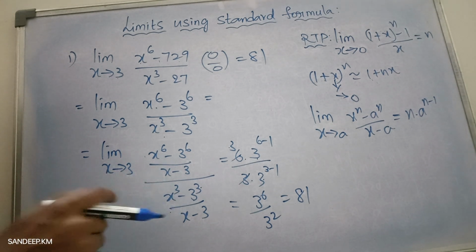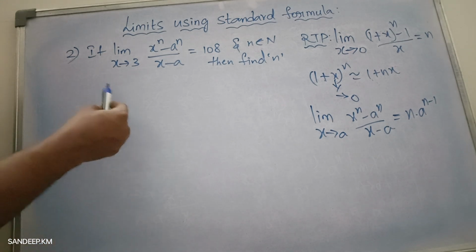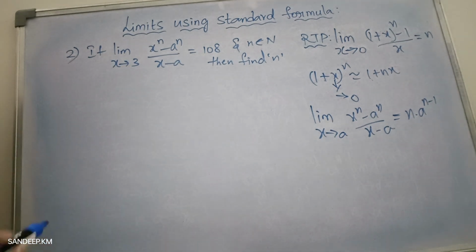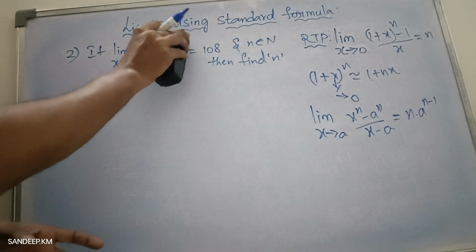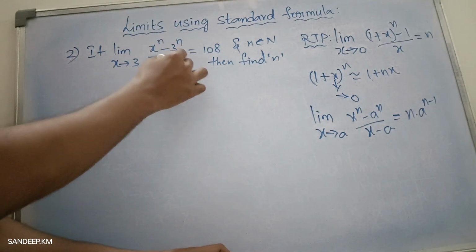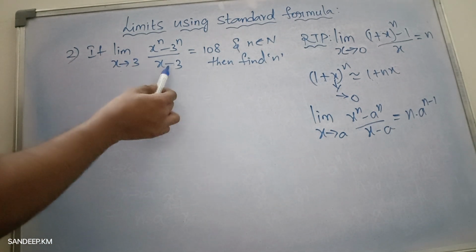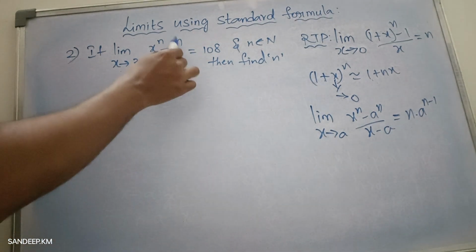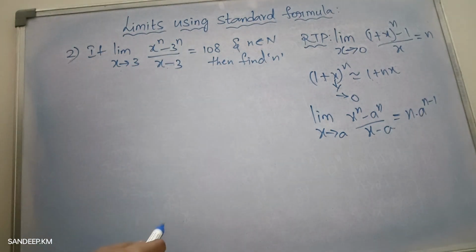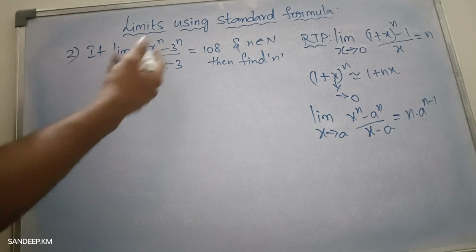We will go with second question, another simple question. Very simple question and basic application of limits using standard formula. If x approaches 3, I'm sorry, a small correction here. This is not a power n, this is 3 power n. Okay, x power n minus 3 power n divided by x minus 3. So here is the question. If the limiting value of this function is 108, where n is a natural number, then find the value of n. So obviously you can solve the question using L'Hospital's rule or also standard formula.